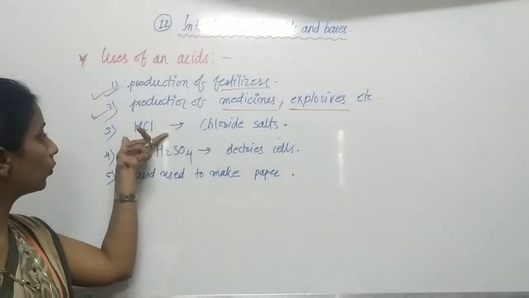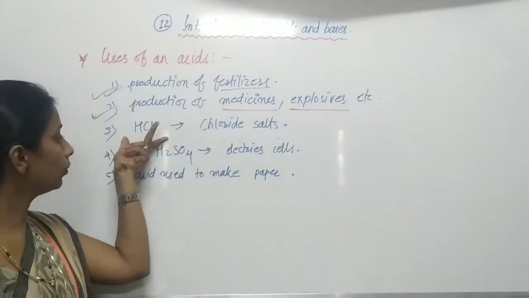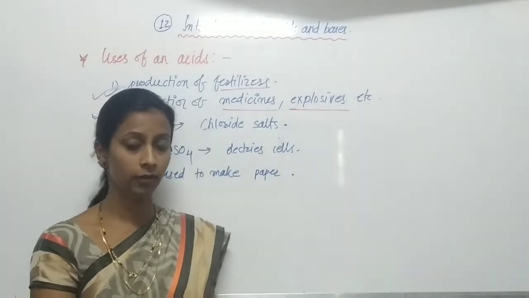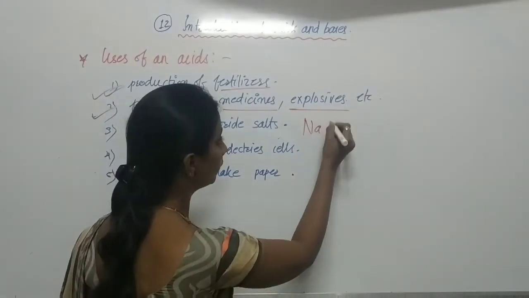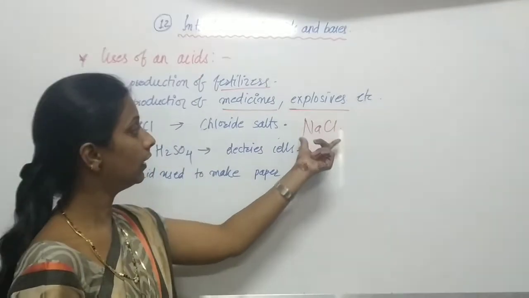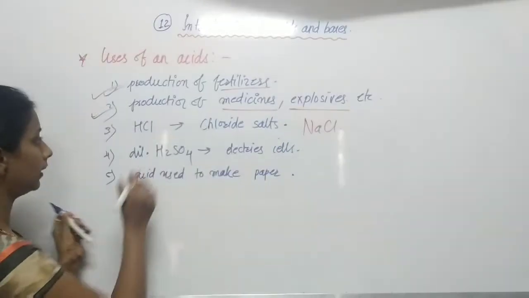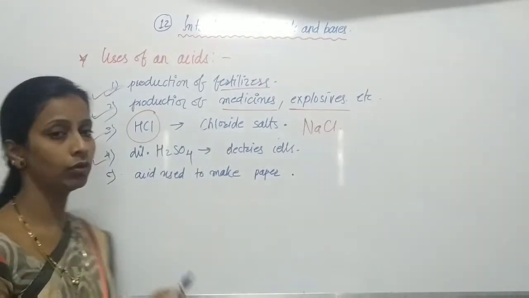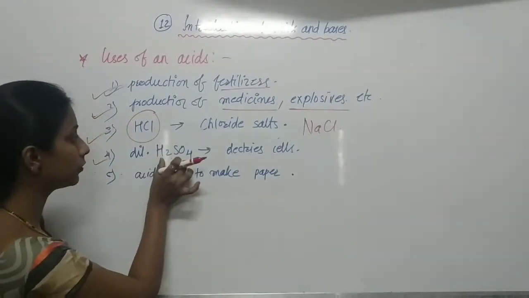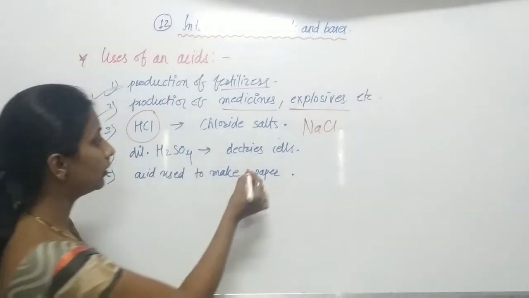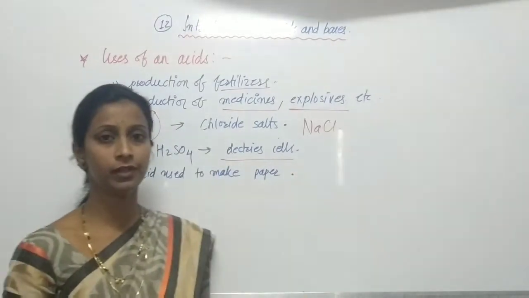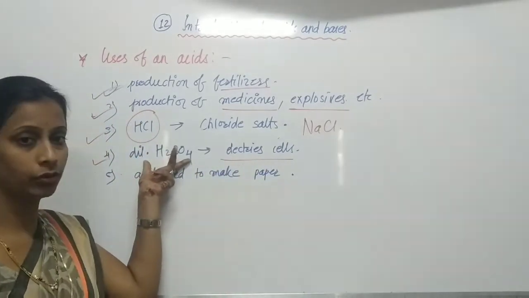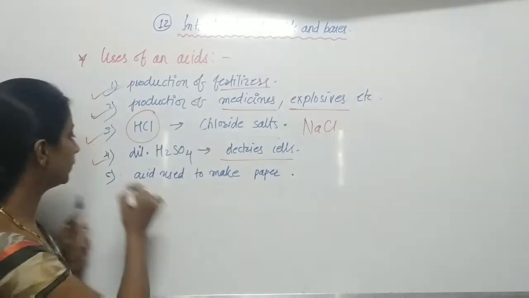Next is hydrochloric acid, HCl. Hydrochloric acid is used for making chloride salts. In our daily routine we use salt, that is NaCl, and such kinds of salts are formed by HCl, hydrochloric acid. So it is another use of acid. Now dilute H2SO4, a dilute solution of sulfuric acid, is used in electric cells. We have studied in a previous chapter that in the batteries of cars we use a dilute solution of acid. So this is another use.